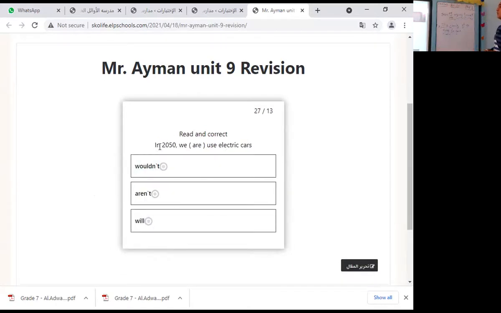Number 13, read and correct. In 2050, we, between brackets, are use electric cars, okay? We wouldn't or aren't or will. We are talking about prediction without evidence. So the answer is we will use.